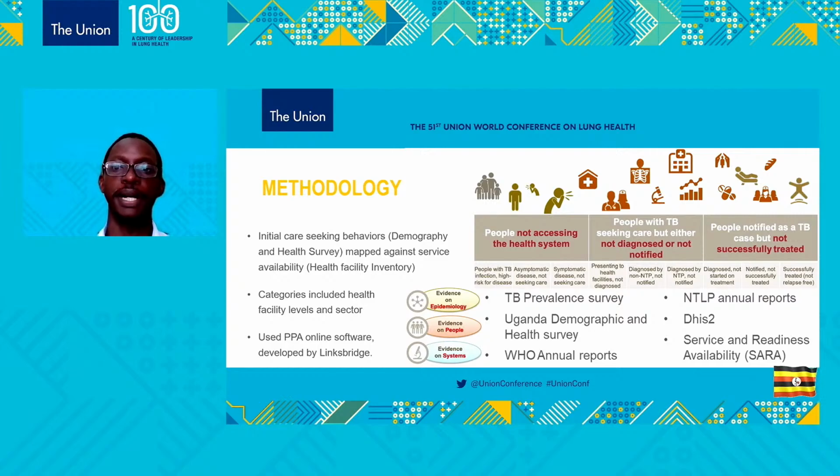And using the patient pathway analysis software developed by Linksbridge, we mapped this with the service availability using our program reports, WHO annual reports, TB prevalence survey, and our DHIS2, which is the platform for reporting and the service readiness and availability. And using this evidence, we mapped the 2 questions of care seeking and service availability.